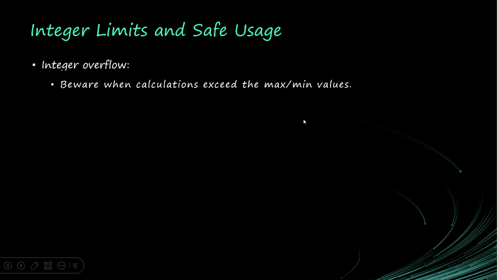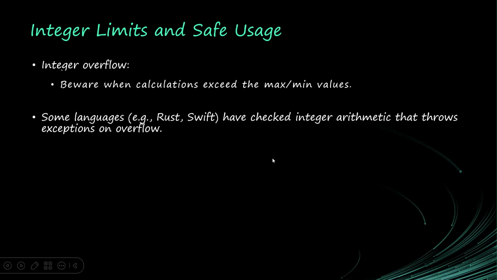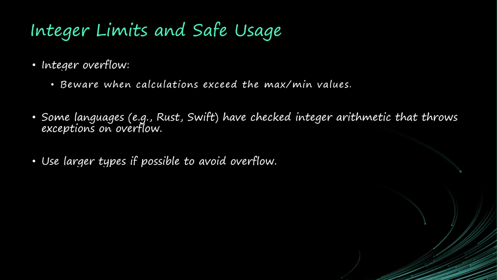So if you try to give byte 128, it will not take it. It will be an overflow. Because if you look at the range, byte says I can only take between minus 128 and 127, and you're trying to give it 128, which is beyond its range. It will not take it. Okay? Now, some languages like Rust or Swift can actually throw errors, all right, when there is an overflow. Okay, so use larger types if possible to avoid overflow.